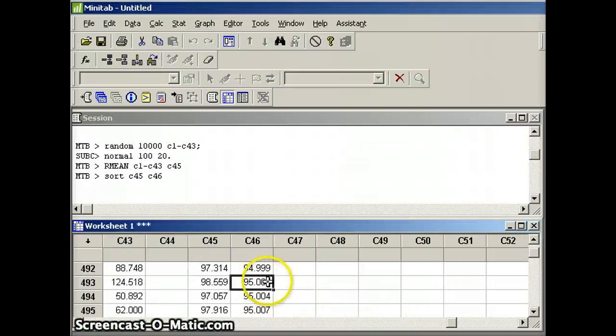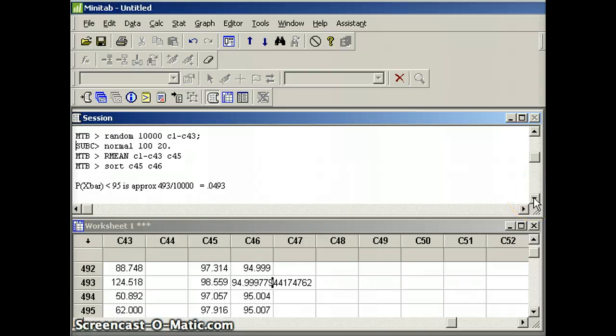So we see 492 for sure are less than 95, but this 95.000 is an interesting one. So let's click on that. That is 94.999779, so that is also less than 95. So we have a total of 493 out of 10,000 that are less than 95. So our approximate probability that x bar is less than 95 is about 0.0493.